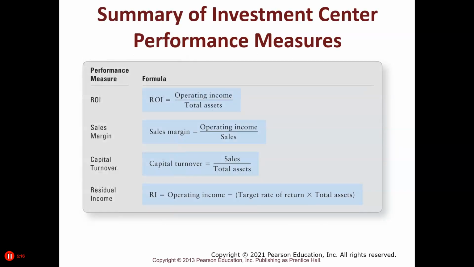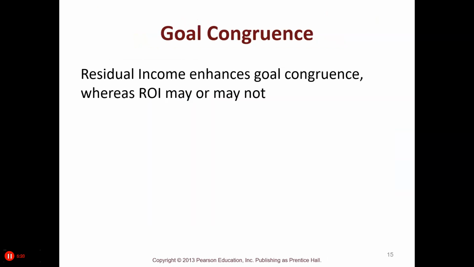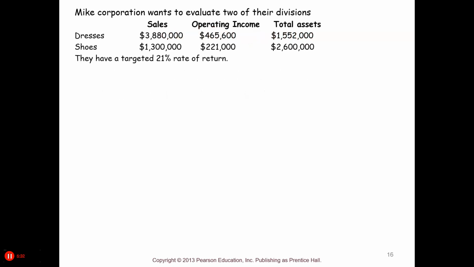Now this is a summary of all these ratios. You can see those in your book. So residual income enhances goal congruence, whereas return on investment may or may not. So now let's look at an example, and we'll go through all of these. So here's our example. We have two divisions. We have their sales, the operating income, and their total assets. So we know we can calculate return on investment and sales margin and turnover and residual income.